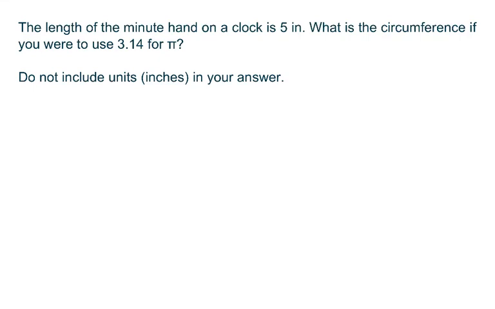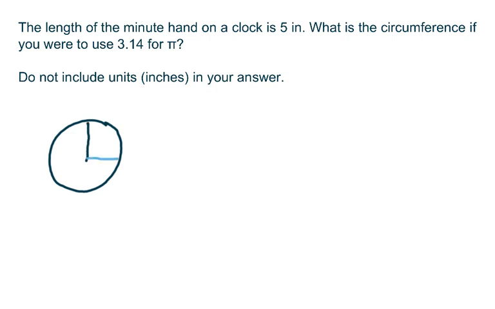The length of the minute hand on a clock is 5 inches. What is the circumference if you were to use 3.14 for pi? Let's begin with a quick sketch. Here's a clock, it's circular, and I'm going to set it for, let's say, 3 o'clock.